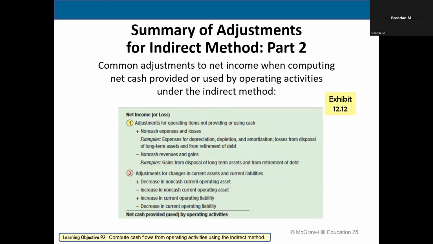Summary of adjustments with the indirect method. Common adjustments to net income when computing net cash provided by operating, okay? And they're just giving you a visual here to perhaps study from: net income plus depreciation, plus or minus any other gains or losses. And by the way, you're not going to have to hunt for those other gains or losses. They're simply going to tell you what they are. Your job is to make sure you know how to put them into the cash flow statement.